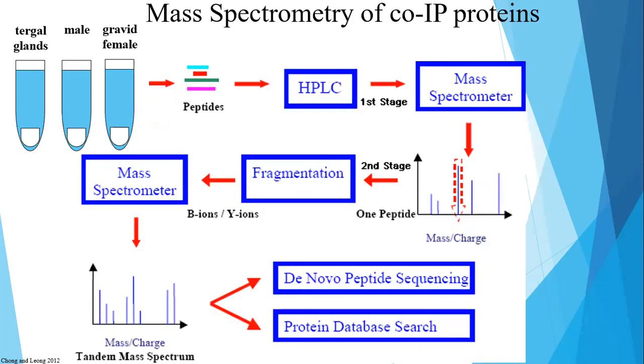And so here's just the pipeline. I did co-IP analysis of the male Tergal glands, the male whole body, so the entire body of the male, and also of the Gravid female. I broke all of these proteins down into peptides individually in different samples, and injected them into the mass spectrometer for identification.